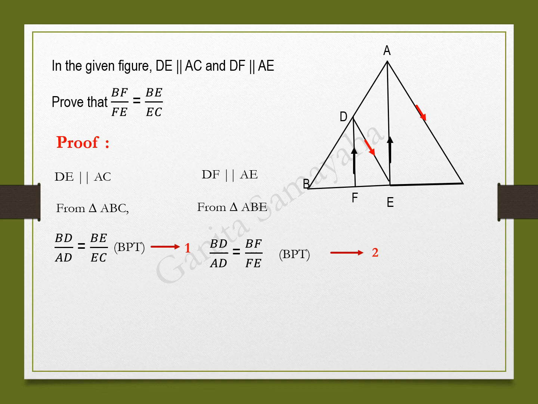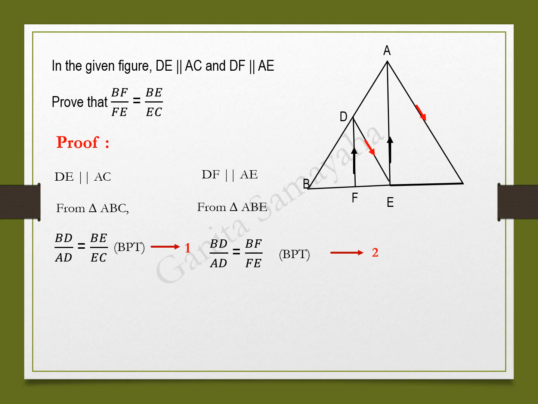So this is the figure that we have, and we have written these two statements from this figure. Now let us observe these two statements. What do you find? The LHS is the same. BD by AD is equal to something, and again the same BD by AD is equal to something else. So two things that are equal to the same thing are equal to each other. BD by AD is equal to BE by AC, and BD by AD is also equal to BF by FE.